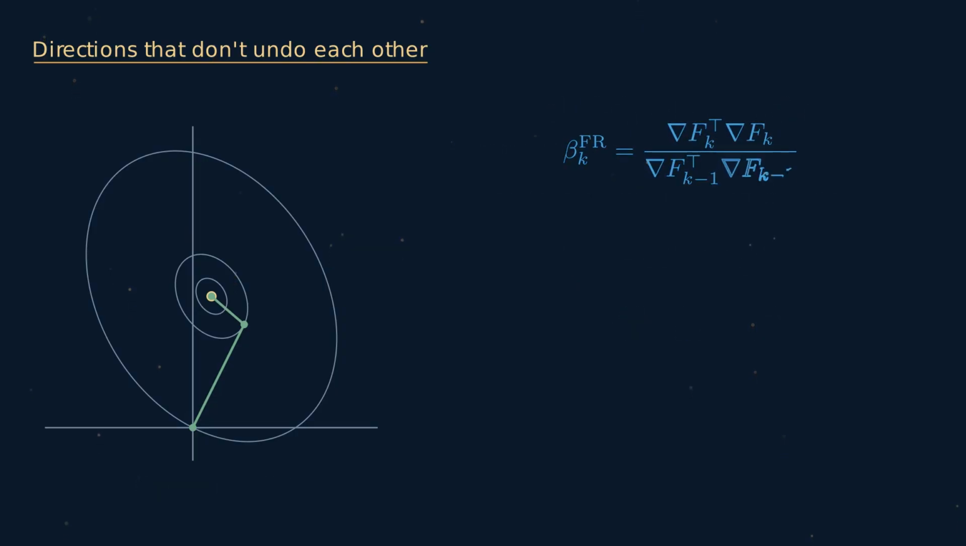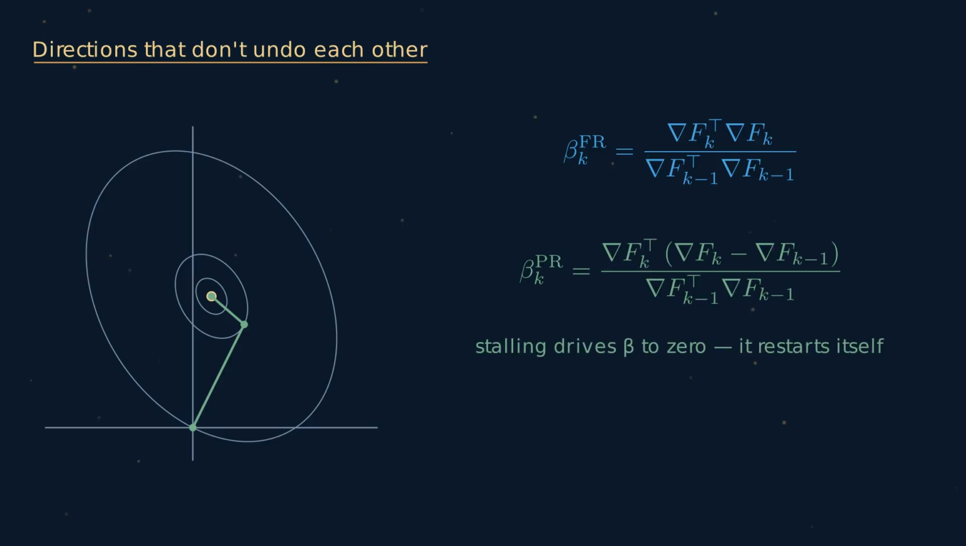Two classical recipes for that bending factor. On a quadratic they agree. On anything else the second is usually quicker. When progress stalls, the change in gradient vanishes, the factor collapses, and the method quietly restarts itself.